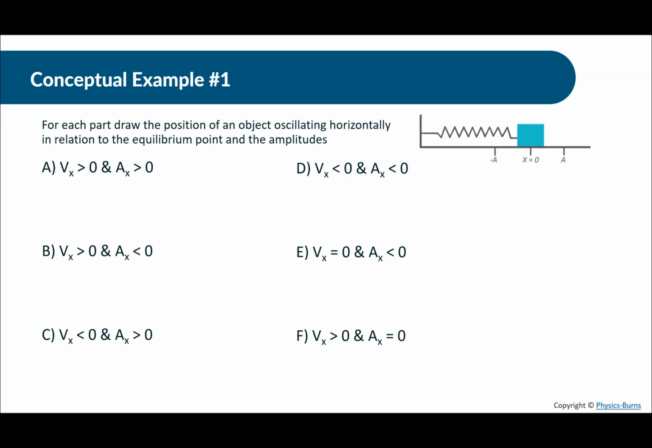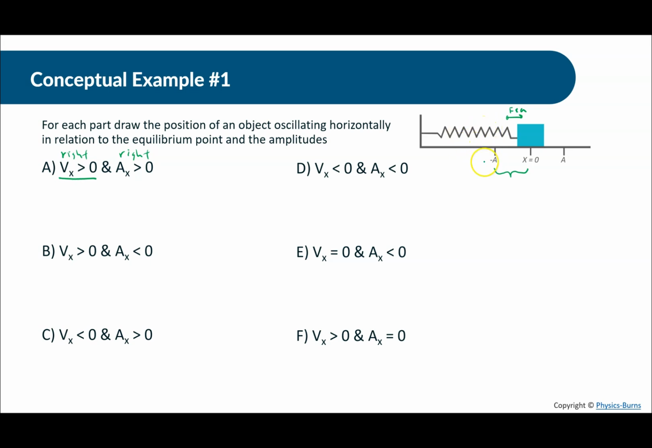All right, for each part, draw the position of an object oscillating horizontally in relation to the equilibrium point and the amplitudes. So this over here says the velocity is greater than 0, meaning it's going to the right. And the acceleration is greater than 0, meaning it's also going to the right. Okay, so what does this mean? In order for the acceleration to be going to the right, it needs to be between this negative A part and this part over here. Because in all this part, the force and the acceleration are going to be going to the right.